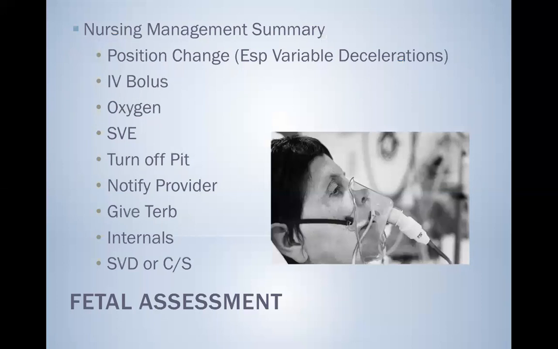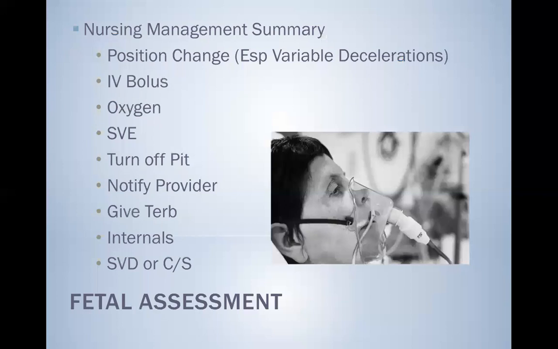We're going to turn off our Pitocin because we want to provide this baby with as much oxygenation as possible. We're going to notify our provider. We might give some terbutaline if we've got that tetanic contraction or tachysystole situation. So remember, that's when the contraction is lasting for more than 2 minutes, or we're having more than 5 contractions in a 10-minute period of time. So anytime we're not giving that baby the 60 seconds to recover, then we might want to consider giving some terbutaline, which will relax the uterus immediately.